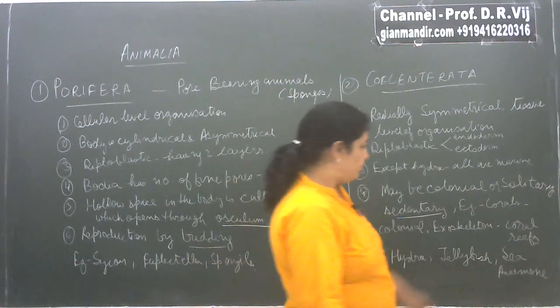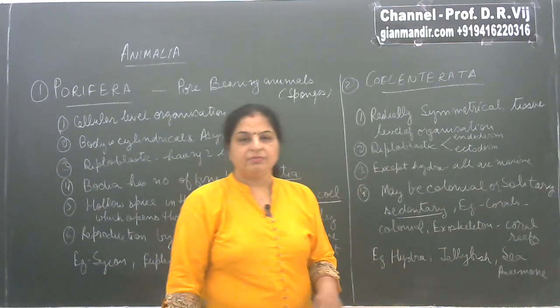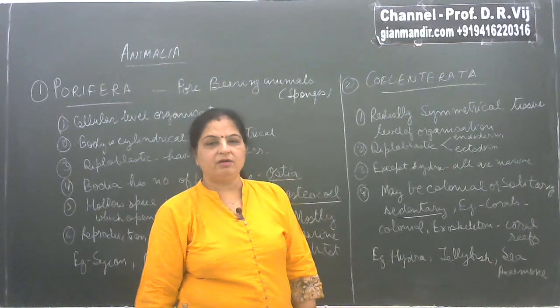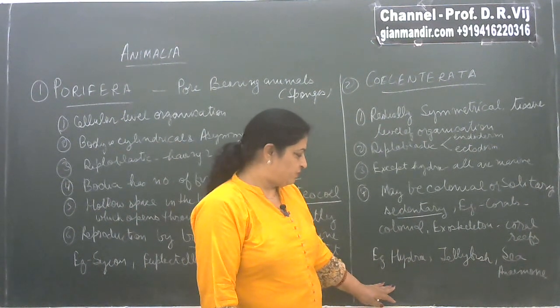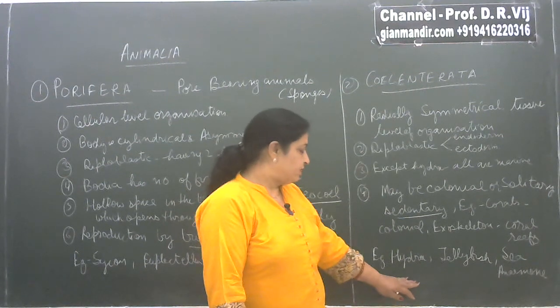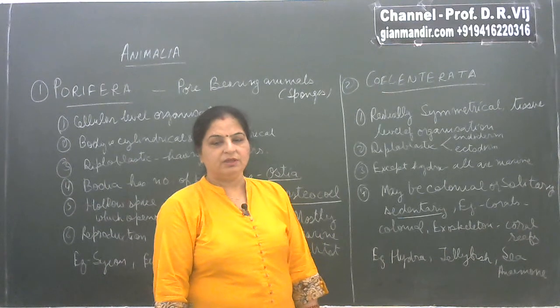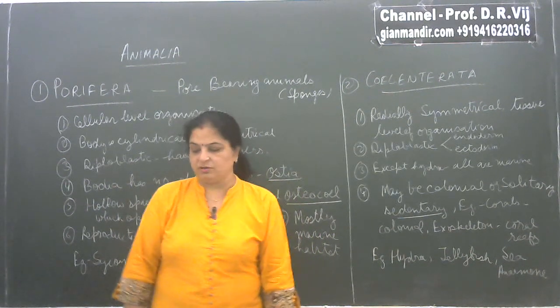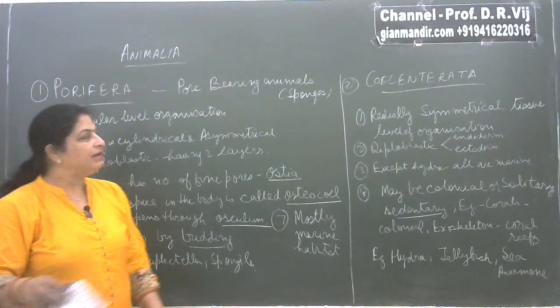For example, if you talk about corals, corals are colonial, and they form the exoskeleton of coral reefs. And if you look at the examples of phylum Coelenterata, these are hydra, jellyfish, sea anemone. They are the common examples which are commonly known, and that is the case of Coelenterata.